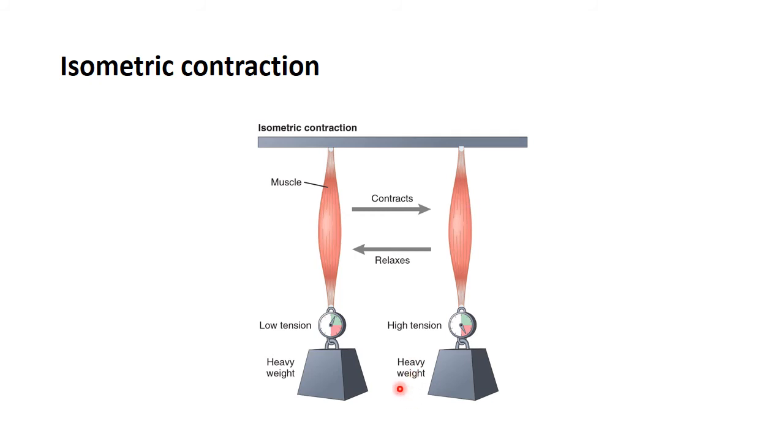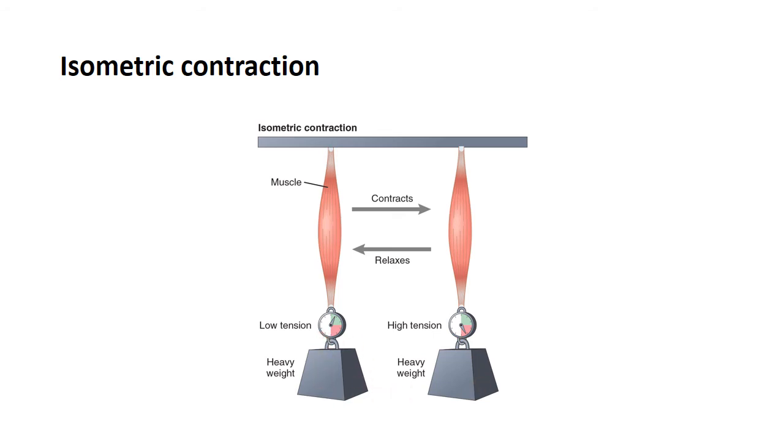In isometric contraction, both ends are fixed. During the contraction, when the muscle contracts on this side, you will find the length remains the same, but the tension or force increases. There is no lifting of the weight. So if we fix the weight here, whether the tension is more or less, there is no work done.